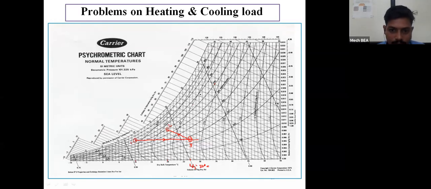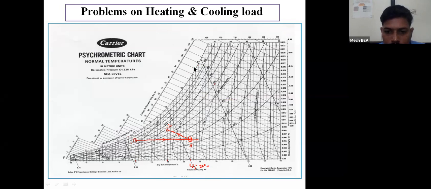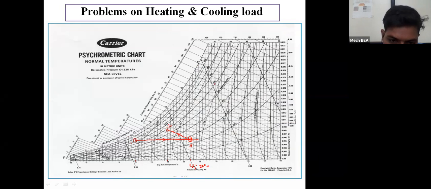So here from this chart I will get the value of H3 and H1. This will be the value of H3, and here this is 40, this is 45, so this value is 42.5 kilojoule per kg of dry air. And from point number 1 I will get the value of H1. This is the value of H1, and here this value is equal to 25. So H1 is equal to 25.